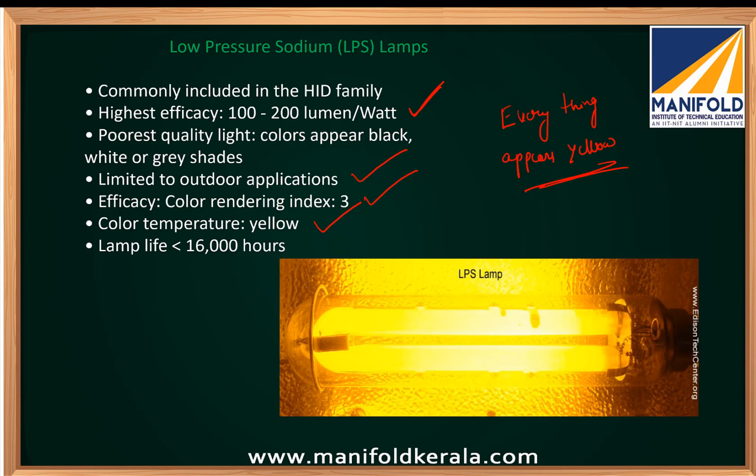Suppose you are illuminating a street. In a street, suppose you are illuminating a large area where color accuracy does not matter much, then you will go for those lamps which give high lumens per watt, but the CRI value or CCT value may not be very accurate. Understand? So mainly they are used for street light and outdoor applications because the CRI value is less. Everything will appear yellow under these lights.